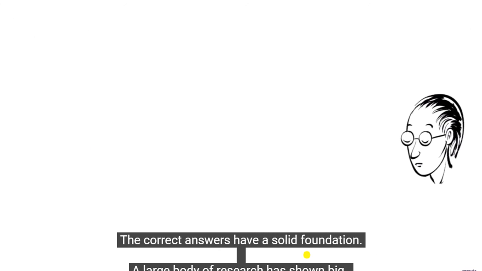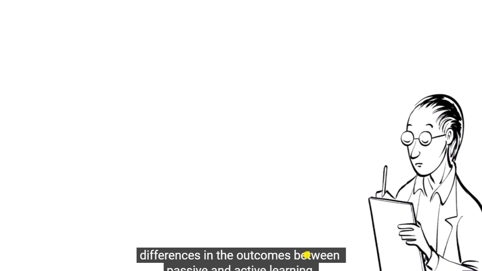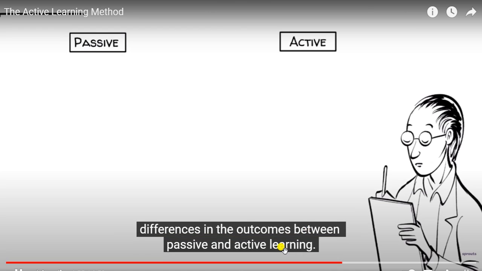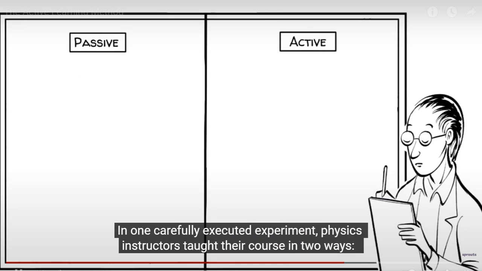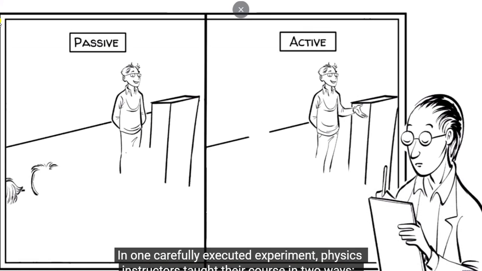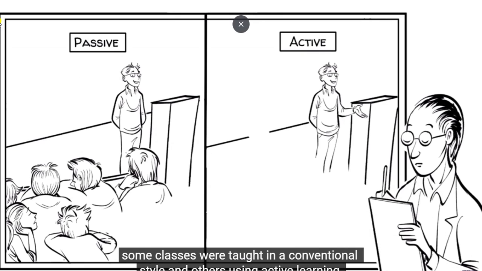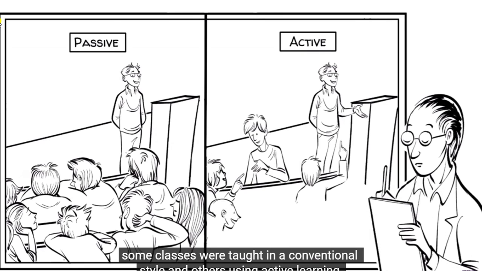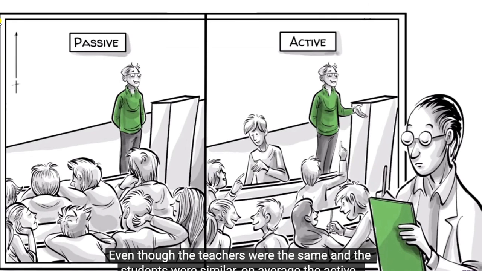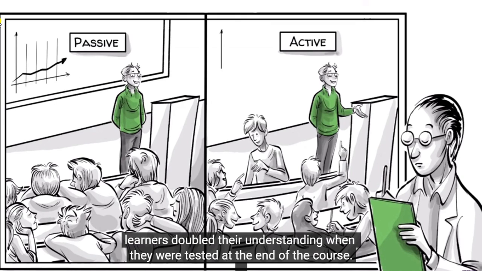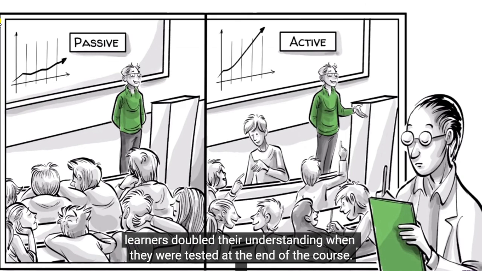A large body of research has shown big differences in the outcomes between passive and active learning. In one carefully executed experiment, physics instructors taught their course in 2 ways. Some classes were taught in a conventional style, and others using active learning. Even though the teachers were the same and the students were similar, on average, the active learners doubled their understanding when they were tested at the end of the course.